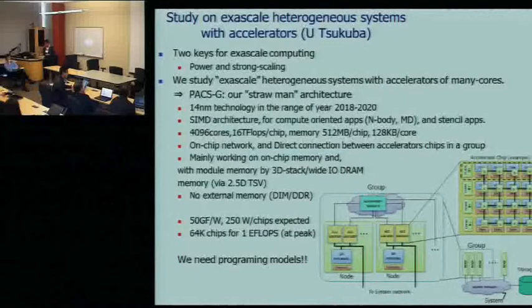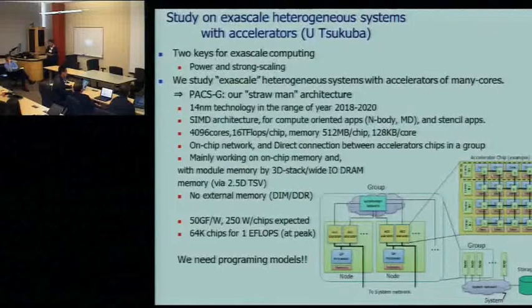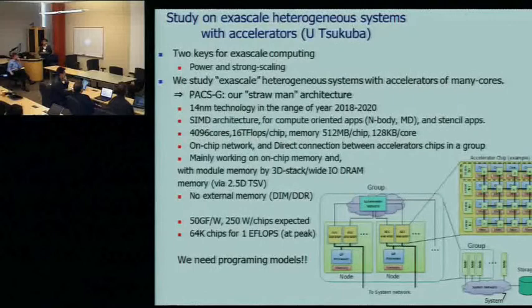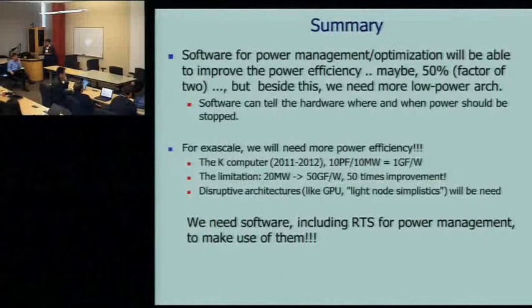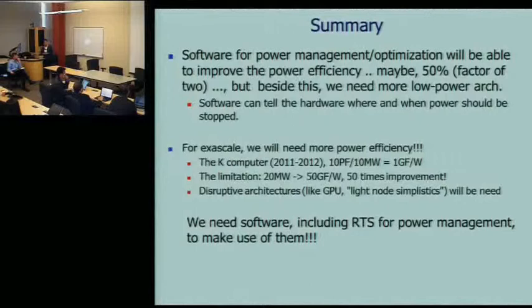So we expect in this architecture 50 gigaflops per watt. That means 50 watts per chip. To make use of this kind of very strict architecture, we need a programming model or software. So again, this is a summary. I think the software for power management improves the performance, but maybe it's around 50.